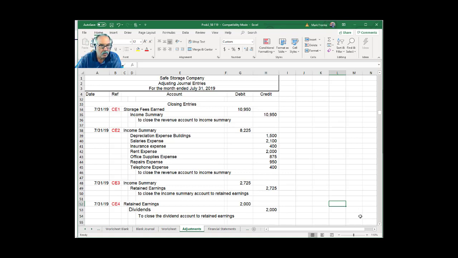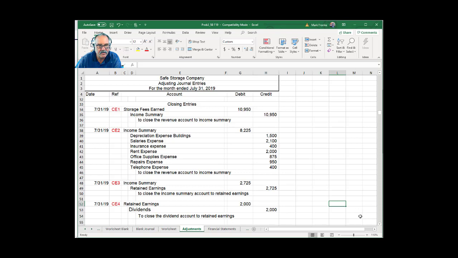Here are 4 closing entries for this problem with Safe Storage Company. Now keep in mind, this was just for a month. We normally wouldn't do this, so this is just a textbook thing for illustration purposes. But our first entry, we're wiping out the storage fee account. It's a credit balance account, so we put a debit to it and we move those credits into the income summary. Closing entry 2 is to wipe out all the expense accounts.